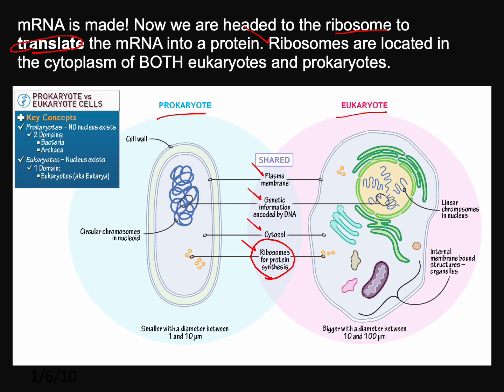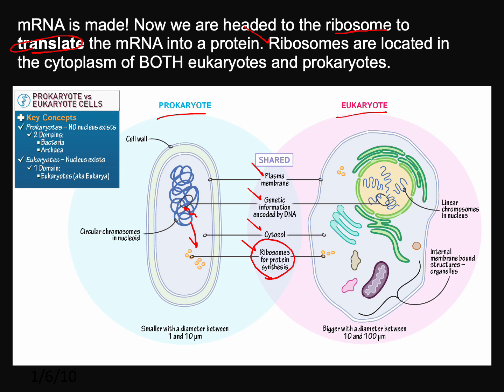The difference here, though, is in a prokaryote, since we don't have a nuclear membrane, they only have the nucleoid region, this mRNA didn't have to pass any membranes to get to a ribosome. It was turned into mRNA and it was able to just go straight to a ribosome.